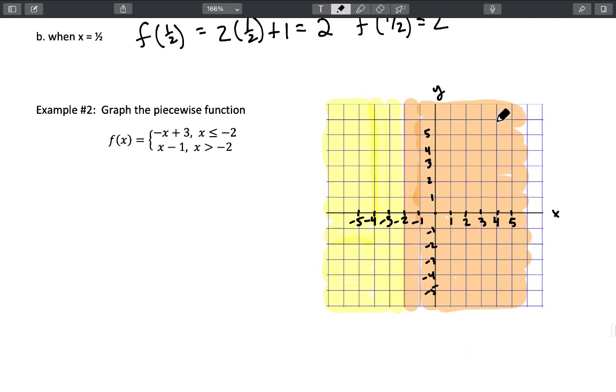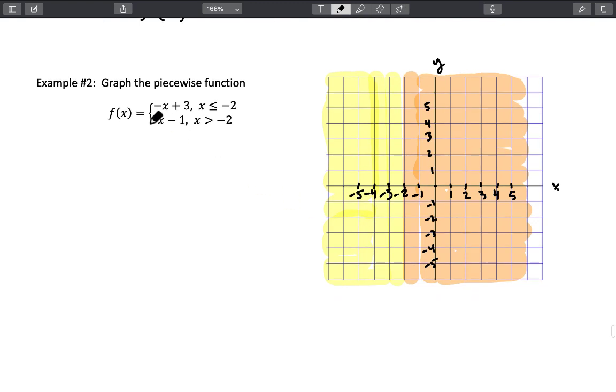All right, let's get some practice at graphing a piecewise function. Now let's take a look here, and we see our two pieces are the graph negative x plus 3 and x minus 1. Our domain now is a little bit different. Our domain intervals here are x's that are less than or equal to negative 2. So you can see I highlighted that here in yellow. And then I have x is greater than negative 2, and that's the one highlighted here in orange.